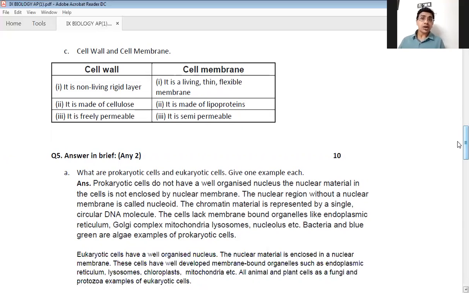The third point, cell wall is freely permeable. When I say freely permeable, it allows anything and everything to pass through it easily without any kind of hindrance or obstruction, right? But when I talk about cell membrane, it is semi-permeable, or what we also call selectively permeable. When I say selectively permeable, it will not allow everything to pass through the membrane. It will only allow selective things to pass through the membrane, right? So that is something about the distinguish between cell wall and cell membrane. Let's go to the next question.